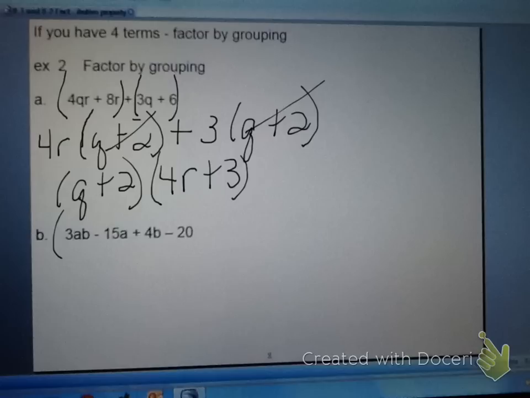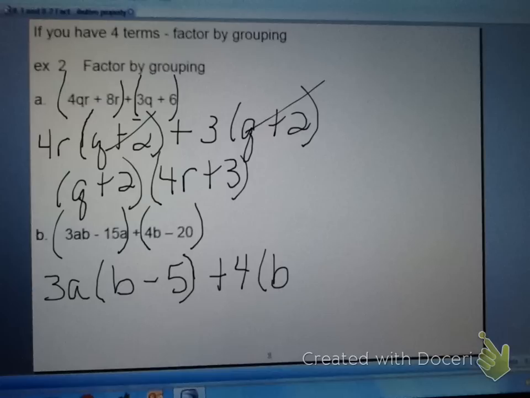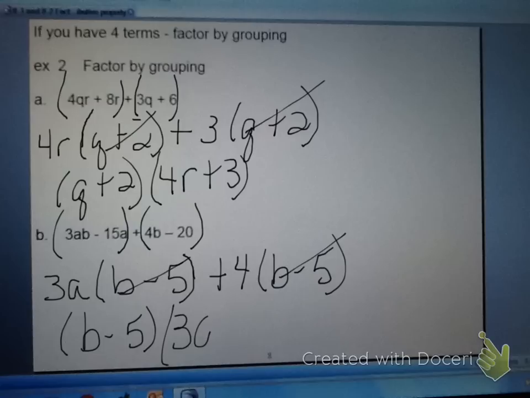Example 3, I'm going to group my first two together, group my last two together. My GCF is 3a, and I get b minus 5. The second group, I'm going to factor out a 4, and I get b minus 5. Now, again, my GCF is the two binomials, the two groups, two parentheses. And what do I get left over? 3a plus 4.